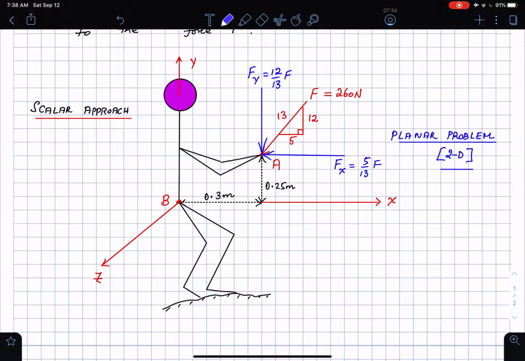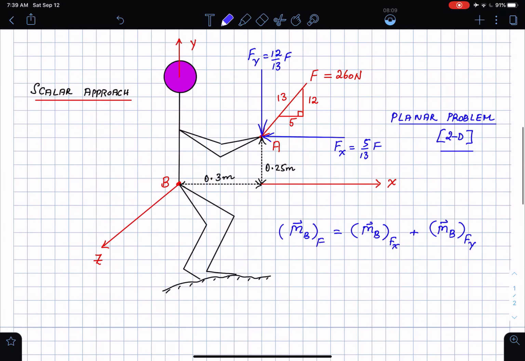It's going to be the moment about the point B due to the force Fx and due to the force Fy, and we have to use the right hand rule. So it's a vector sum of these moments. So the moment about the point B due to the force F: the key idea is the moment about B due to this force Fx, vector sum, the moment about B due to the force Fy. And as you can see, what we need to do next is find the moment due to the force Fx and the moment due to the force Fy.